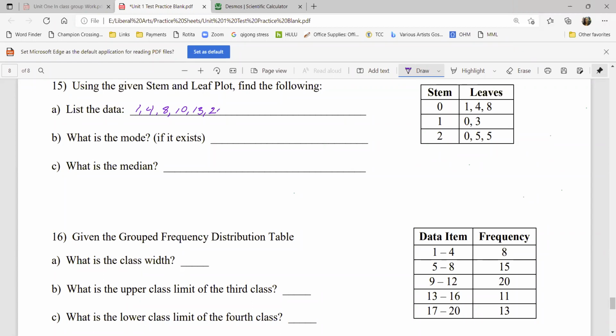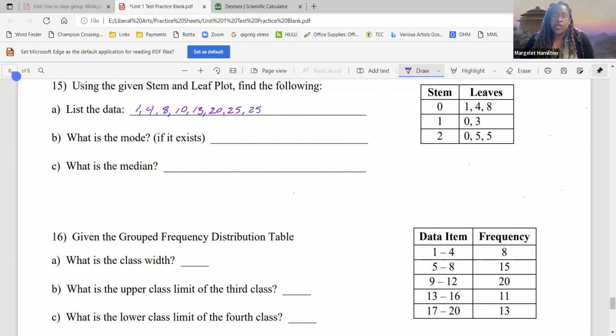20, 25, and 25. Okay. So there's our data listed out. This is just another way of us representing those data items when they give it to us in the list. Okay, what's the mode? 25. 25 is the one that appears the most. 25. Tell me what the median is.